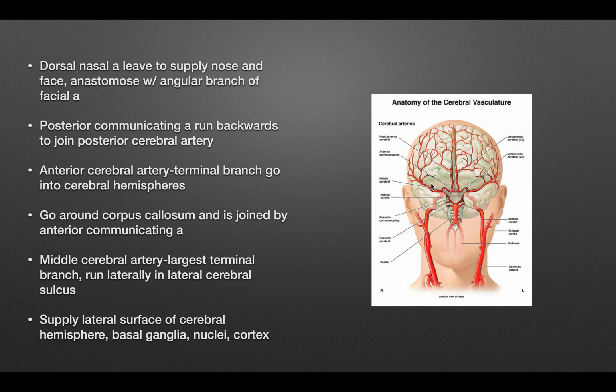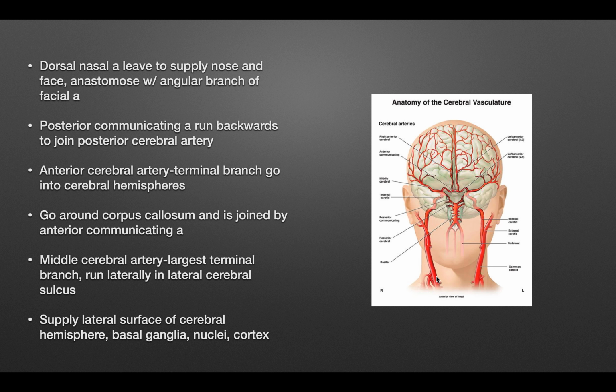So, going back to the anterior cerebral artery, that goes around the corpus callosum and is joined more or less in the front of the brain by the anterior communicating artery. The middle cerebral artery is an important landmark because it's the largest terminal branch, and it runs laterally in the cerebral sulcus, so easy to identify. Those supply a good deal of the cerebral hemisphere, the basal ganglia, the nuclei, and the cortex.